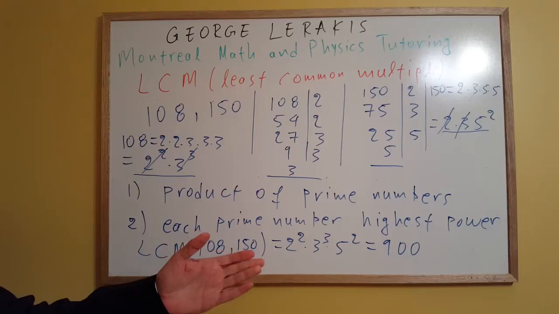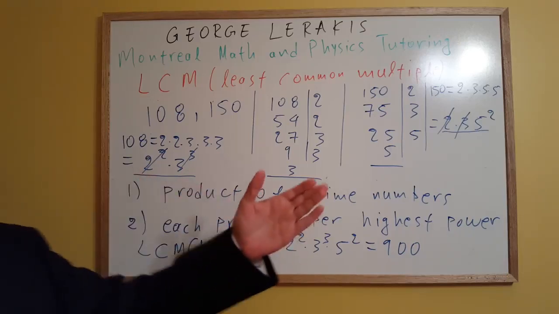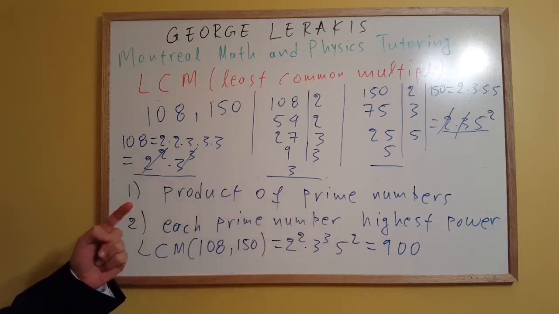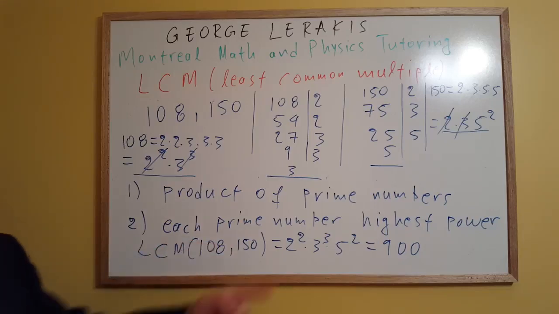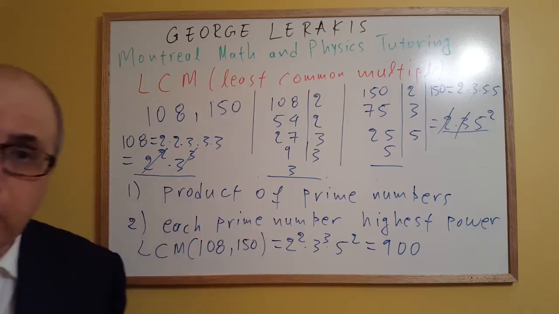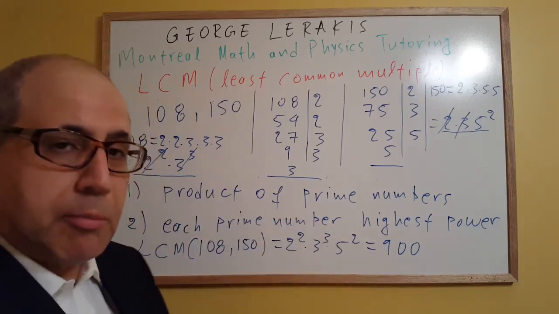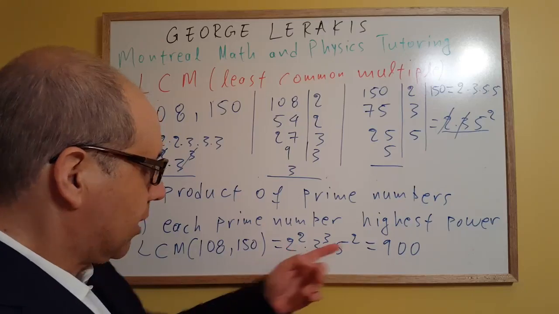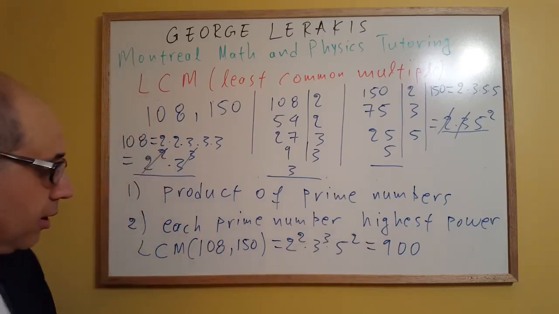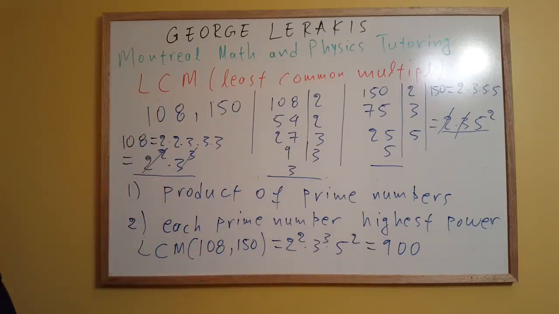And what does it mean? It means that this is the smallest number that both these two numbers can divide. You can try, there is no other number smaller than this that can be divided by both 108 and 150.